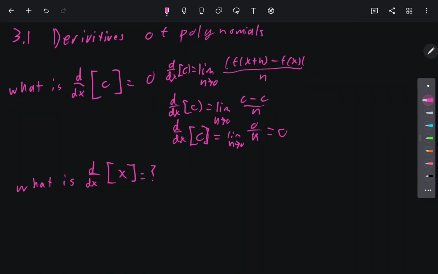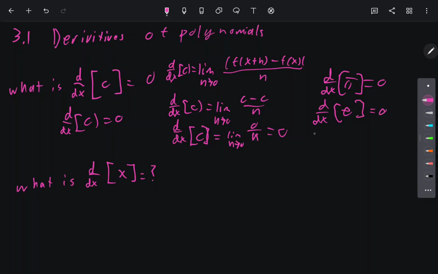So to summarize what this really means, the derivative of any constant c is equal to 0. So if I asked you what is the derivative of pi, that is equal to 0. If I asked you what the derivative of e is, that is equal to 0. If I asked you what the derivative of 10 to the power of 300 is, guess what? That is also 0.